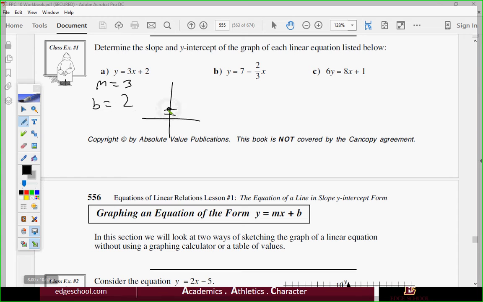If you do 2, that's where I start, right? Because 2 is the y-intercept. And from here, I go up 3 over 1. I only need 2 dots. I have enough to make a line roughly now.